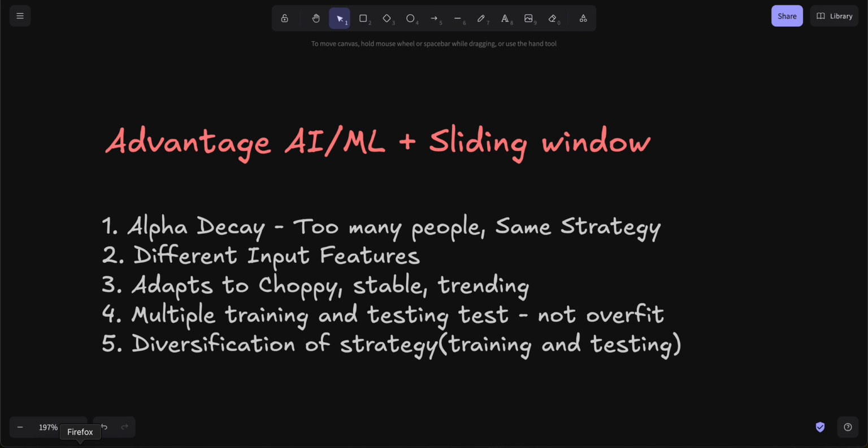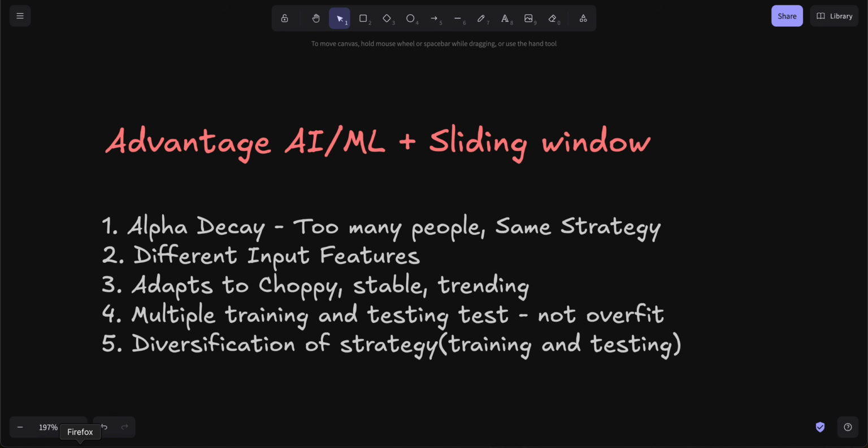The problem with many of the strategies out there, which are discussed on YouTube or in public, is that there is this thing called alpha decay. Alpha decay is basically when everybody is doing the exact same strategy, and because everybody is doing the exact same strategy, the strategy loses its efficacy. So you tend to get lesser returns on that specific strategy.